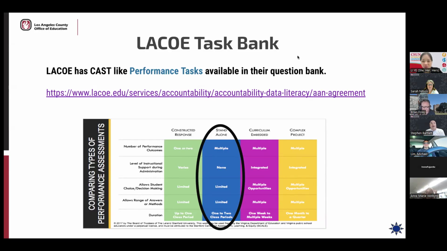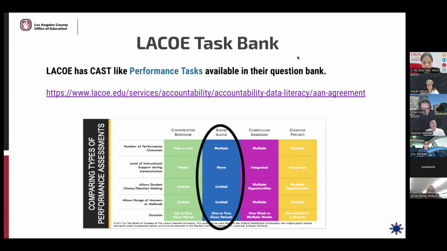There are different types of performance tasks. Tasks in this particular bank, this LACOE task bank, are designed for the most part to be standalone tasks, thus the visual of the standalone task circled here. They're tasks with multiple possible performance outcomes, allowing some student decision-making, a limited range of answers, with a span of 1 or 2 class periods. And they're designed to be open-ended, require students to engage in higher-order thinking skills, and provide you insight into the student's problem-solving abilities.